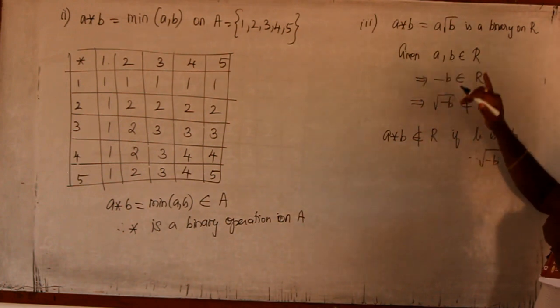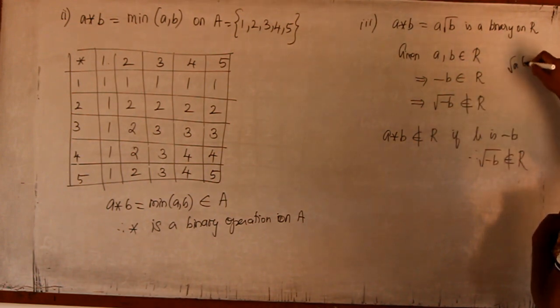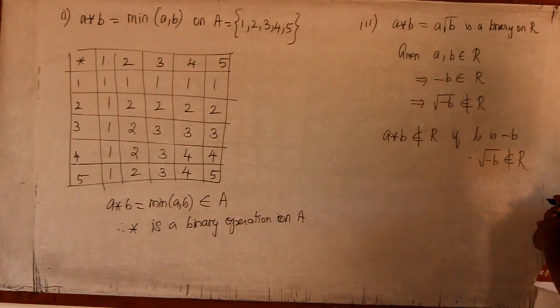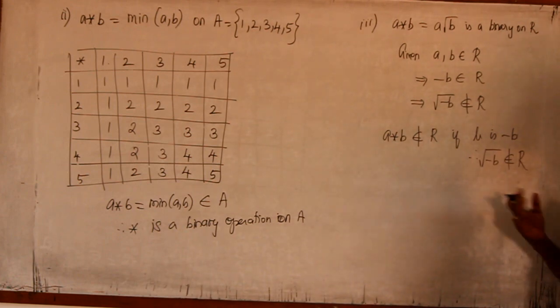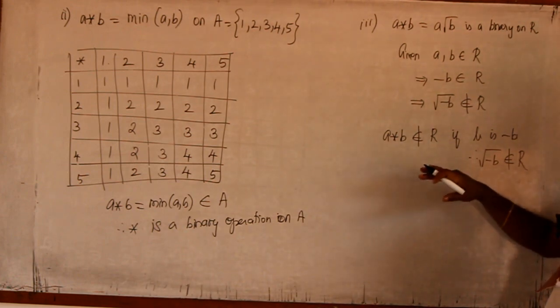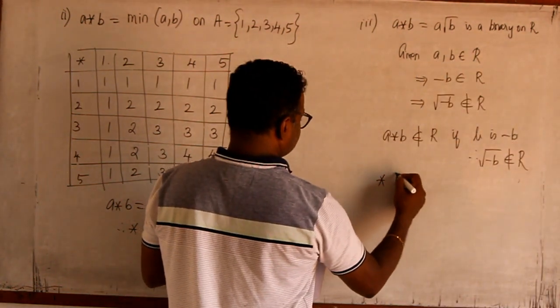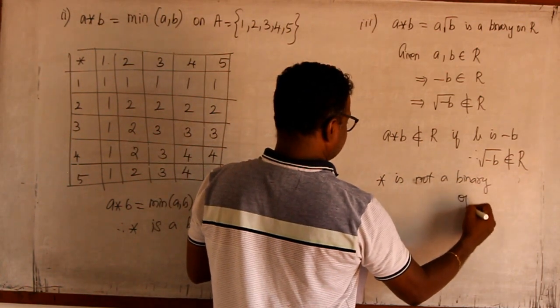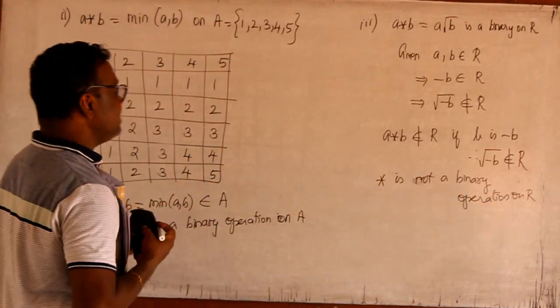Understanding? A and B in R means definitely the negative numbers are also in R. Then if I take root of A, it belongs to R, whereas root of minus B does not belong to R. Therefore, root of negative numbers does not belong to R. Therefore, when B is negative, A star B won't be in R. So it is not clearly defined. Therefore, binary operation is not well defined here. So the star is not a binary operation, as it is not well defined for negative numbers.